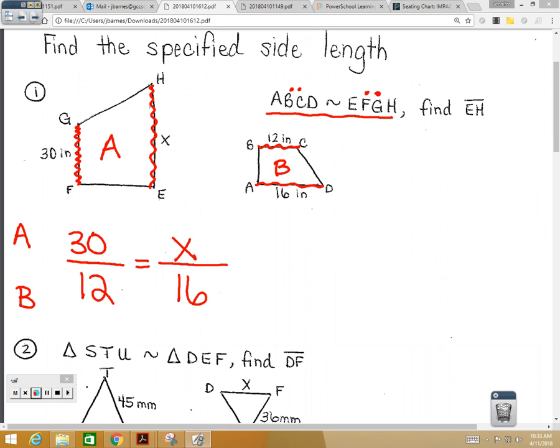Good, we're going to use cross products. So we're going to say 12 times X is going to equal 30 times 16. And obviously you're going to want to use a calculator for this. So 30 times 16 is 480.